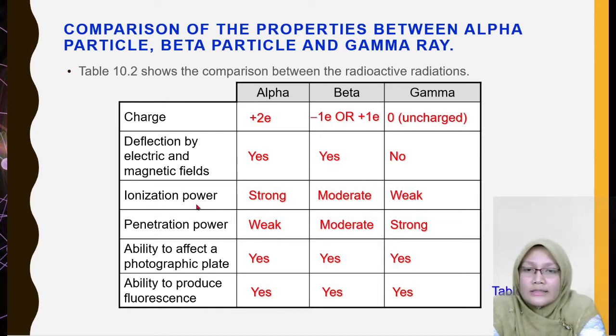Sebab gamma tak ada charge. Okay, ionization power, alpha is strong, beta is moderate, while gamma is weak. Penetration power, kuasa penembusan, alpha ni weak, beta moderate, tapi gamma strong. Ability to affect the photographic plate, alpha ada ability, beta pun ada dan gamma pun ada. Semua ada tiga-tiga ni.